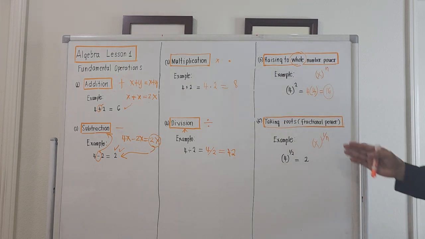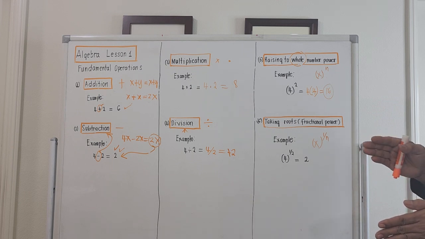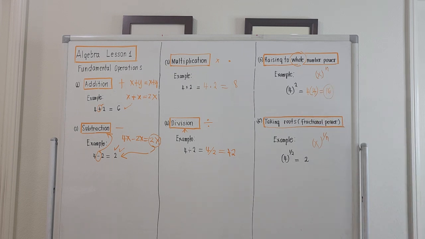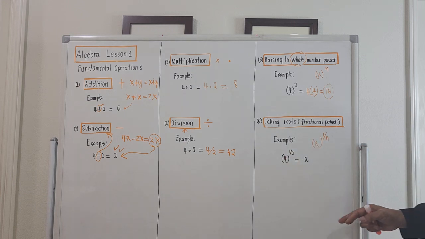Okay? How about taking the roots? Meaning we got a number and we will take the root of that one. Root meaning the exponent is actually fractional. So actually we are taking the root. We are not raising it, right? It will be a decrease in value, something like that.